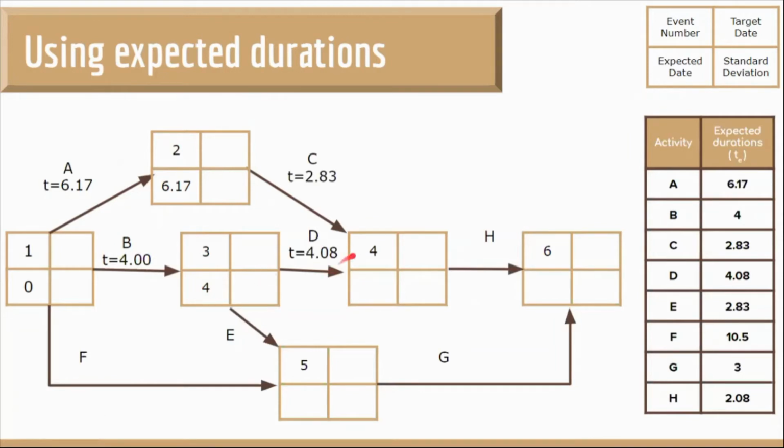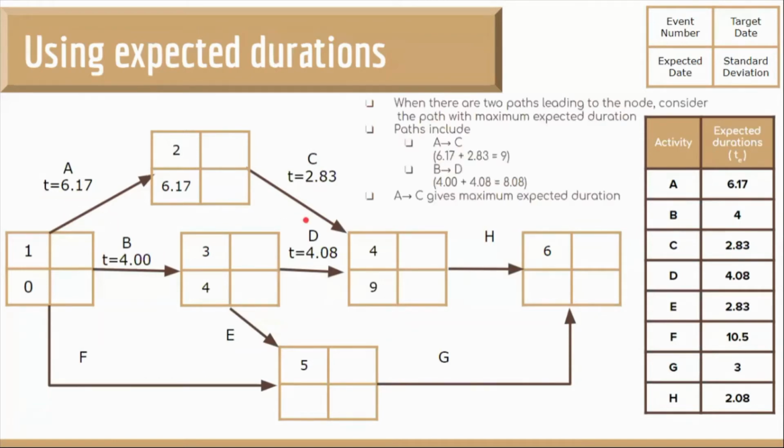For event number 4, we have to consider the two paths: A to C and B to D. We have also filled in the expected durations for each of the activities. When we have two paths, we add up the expected durations for each path separately and take the maximum. So A to C gives 6.17 plus 2.83, which is 9. B to D gives 4 plus 4.08, which is 8.08. Comparing both, A to C is the highest, so we fill in 9 as the expected date for event number 4.